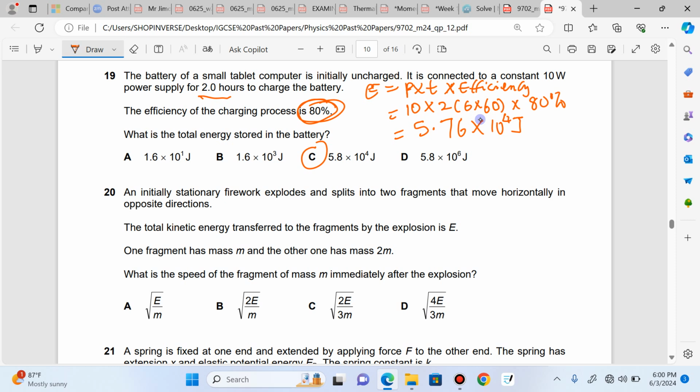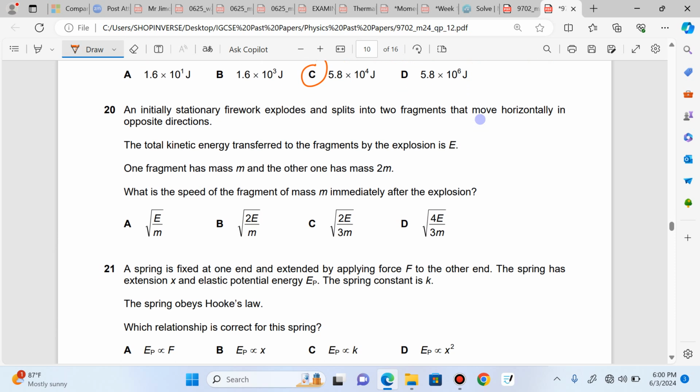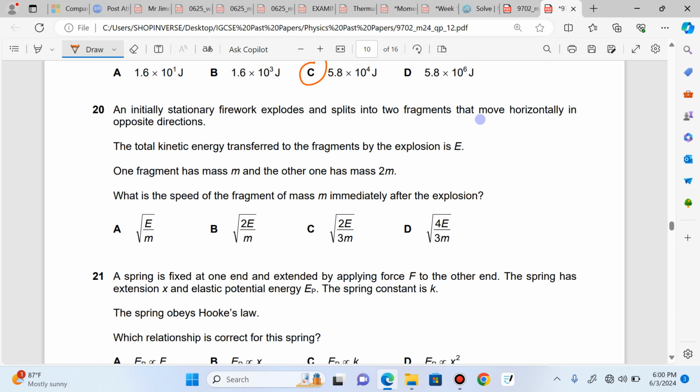Question number 20. An initially stationary firework explodes and splits into 2 fragments that move horizontally in opposite directions. The total kinetic energy transferred to the fragments by the explosion is E. One fragment has mass m and the other one has mass 2m. What is the speed of the fragment of mass m immediately after the explosion?